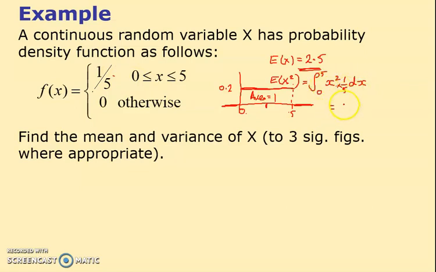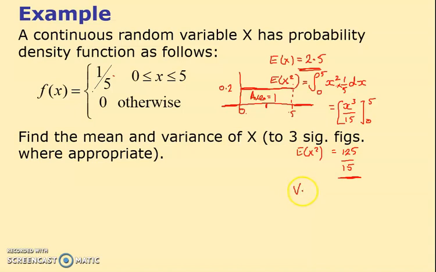So I add a power divided by the power. I reckon I get x cubed over 15. Now again, that's between 0 and 5. So if I put 5 in, I get 125 over 15. And if I put 0 in, I get 0 out. So that's actually the answer. So that's E of x squared.